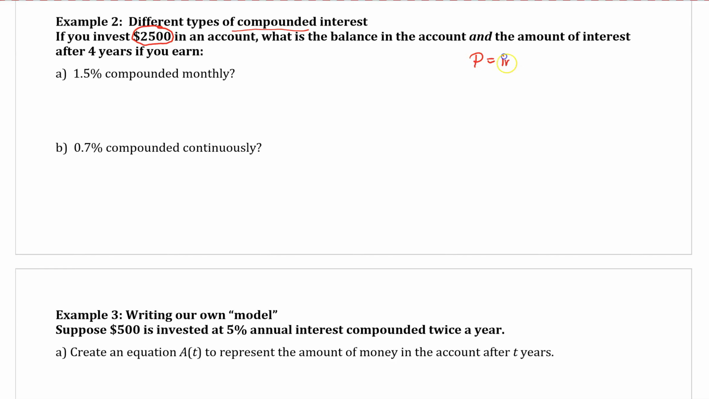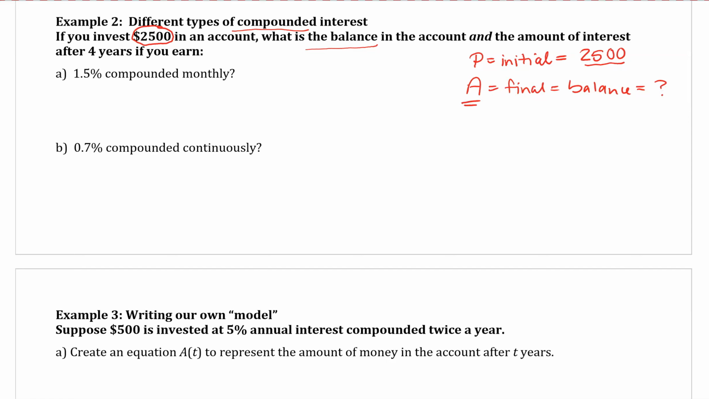That's going to be our initial amount in this particular example, and it will always be that. This is a constant, $2,500. The question wants to know, what is the balance? Well, balance is another word for final amount or current amount. Final amount, which is the balance, which is what we're trying to decide. So we want to know what is A.